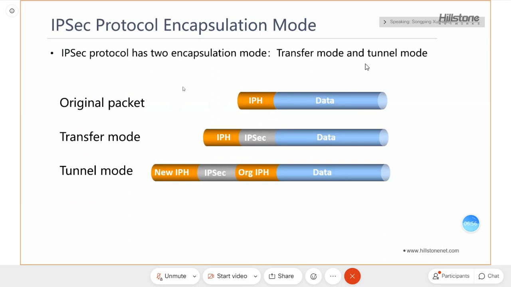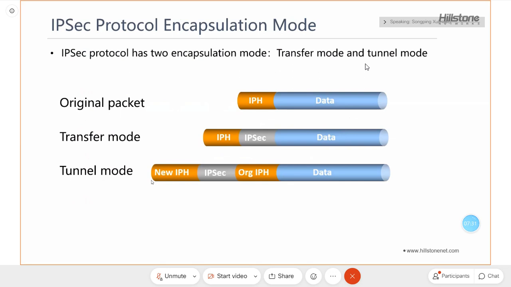IPsec protocol has two encapsulation modes. One is we call transport mode, another is tunnel mode. Here's the original packet. So for the original data, we will add an IP header to transfer the packet on the internet. When you are using the transport mode, we will add the IPsec header between the IP header and the original data.